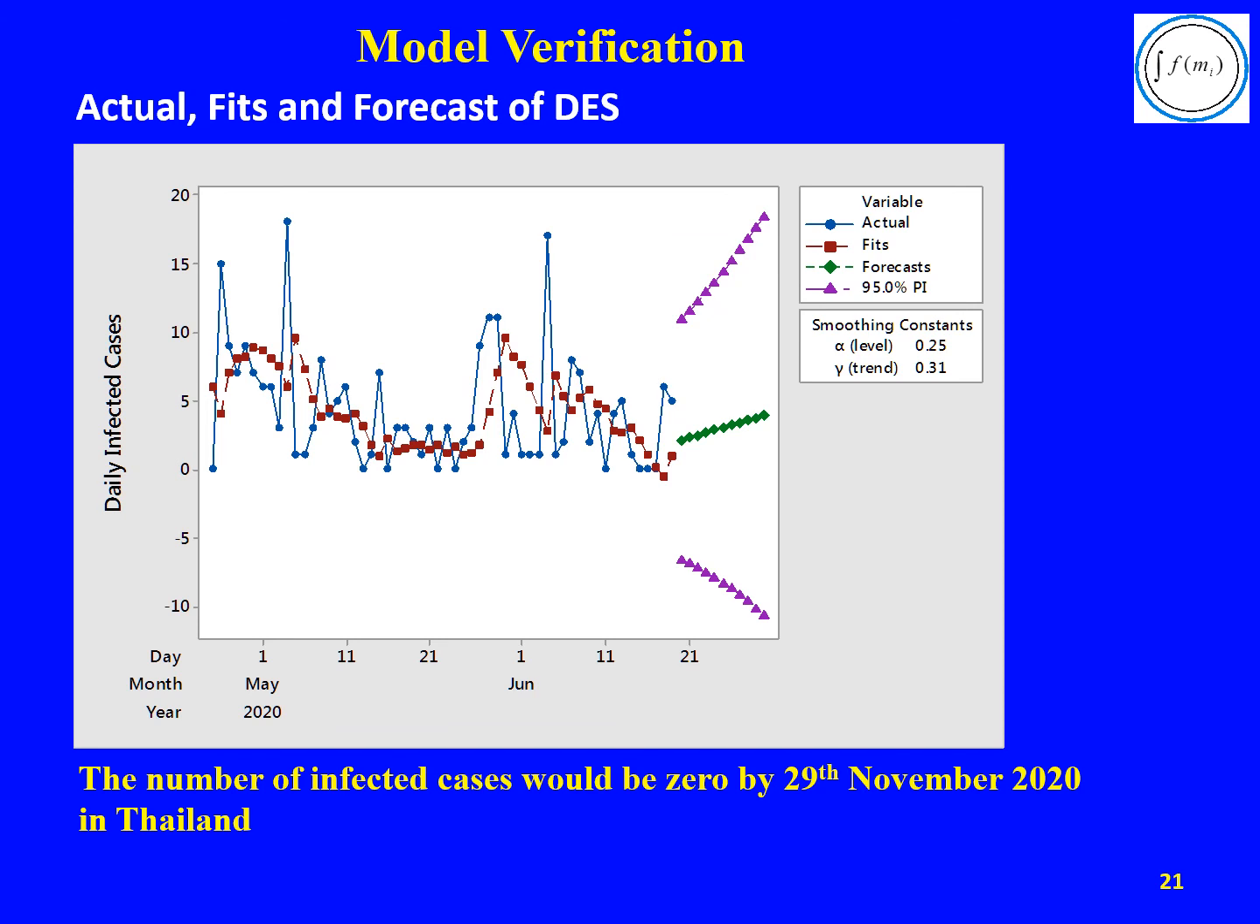So based on the predicted outcomes, we can conclude that the number of infected cases would be 0 by 29th November 2020 in Thailand. In other words, after 29th November, you cannot see any infected cases in Thailand. It's good news, but we don't know what will happen. So this is the predicted outcome. We get it from the model.